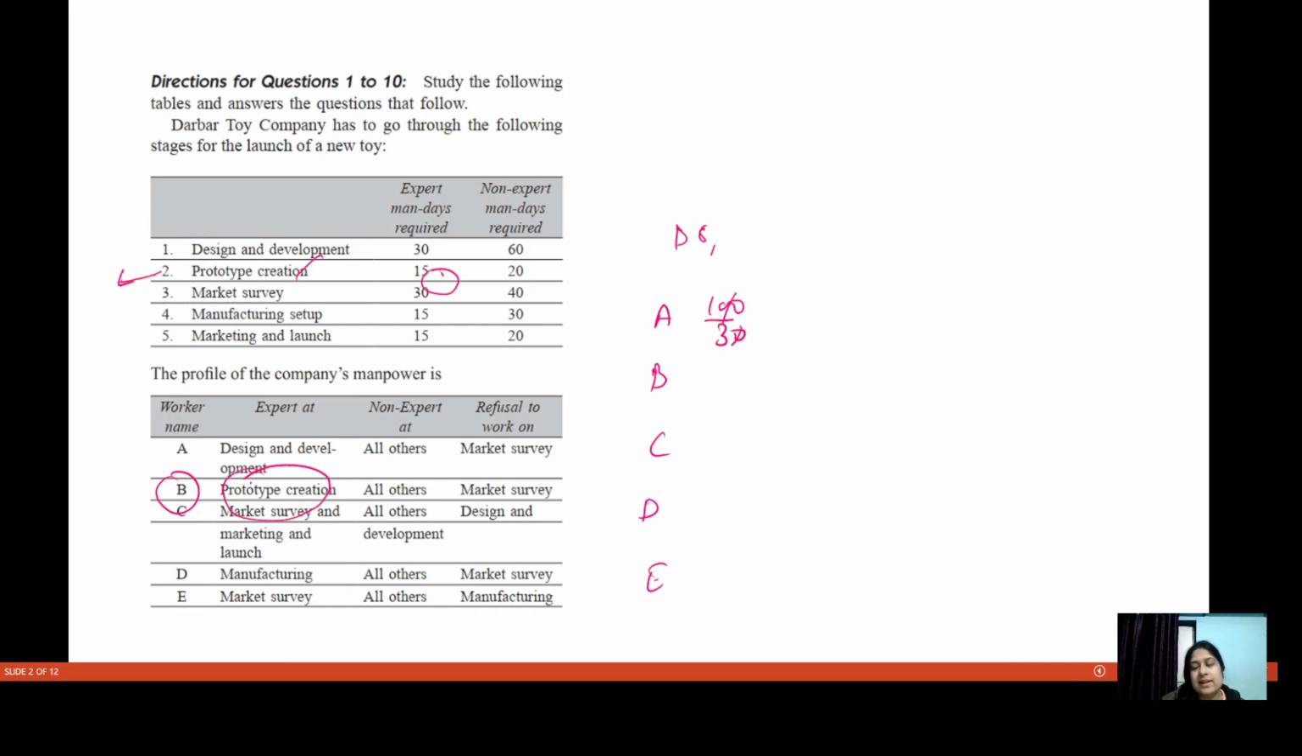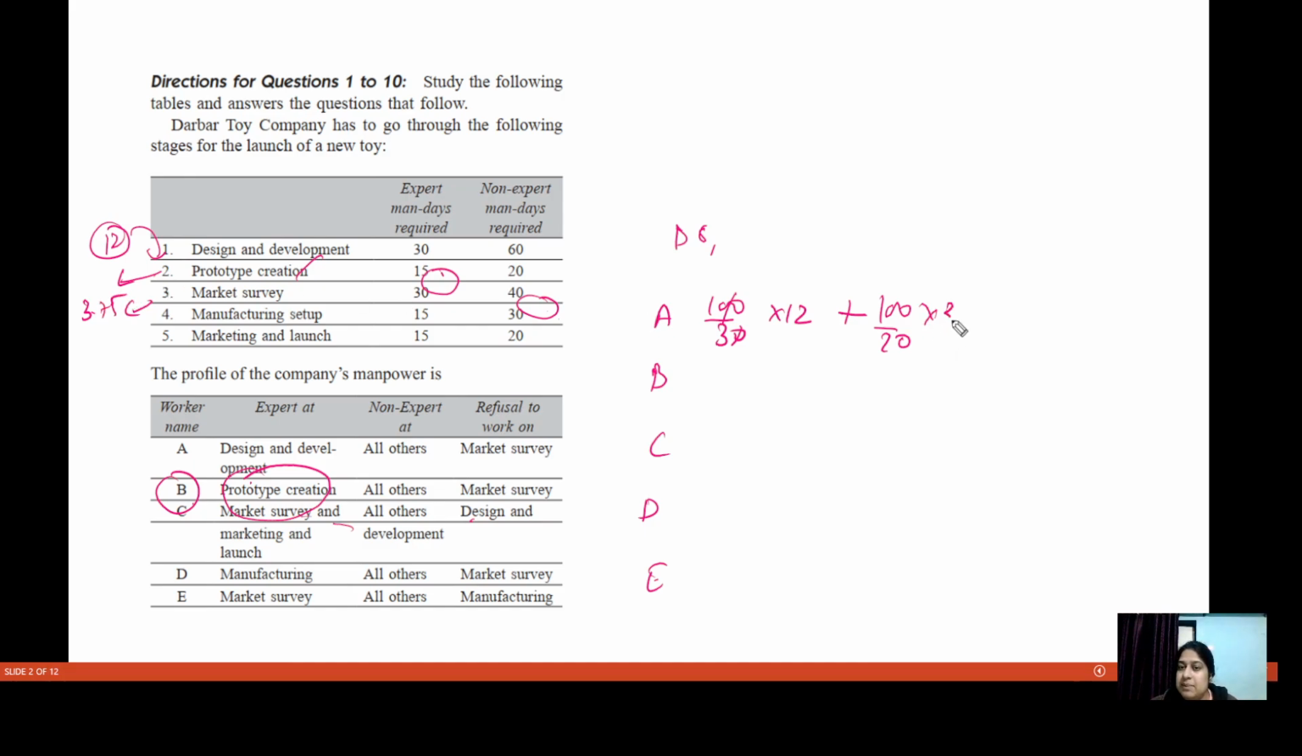When we calculated this design and development, because you all will be having the data. Okay, so this person worked as an expert for 12 days. So 10 by 10 divided by 3 into 12. Okay, then this A person can also do prototype creation, and this prototype creation will be done in how many expert man days? 20. So he will be doing 100 by 20 of the work, and this prototype creation actually took how many days? It took 3.75 days.